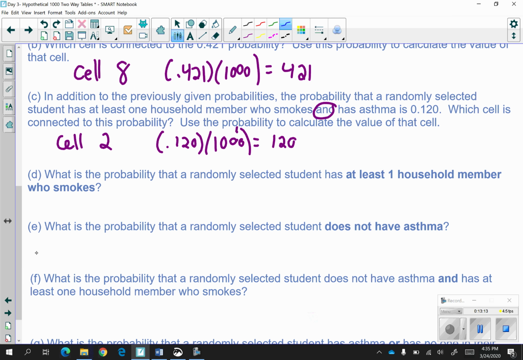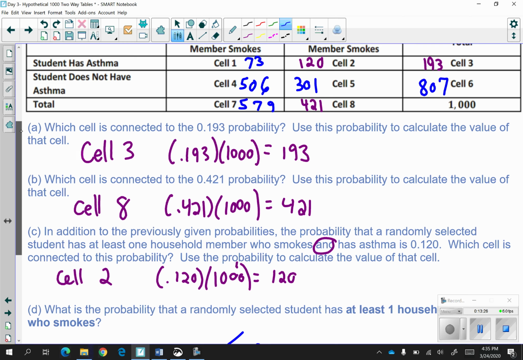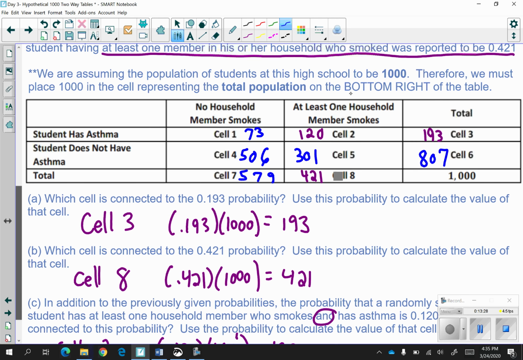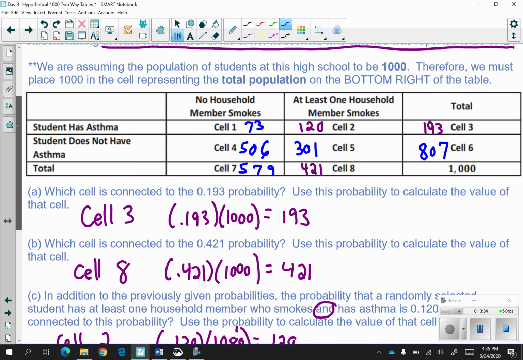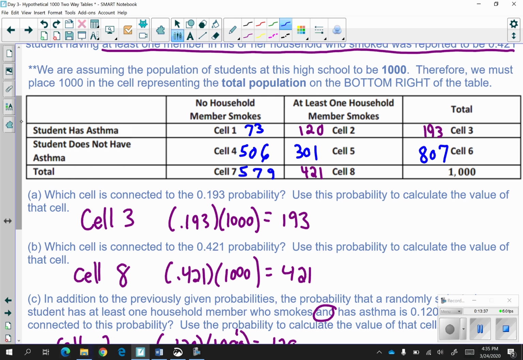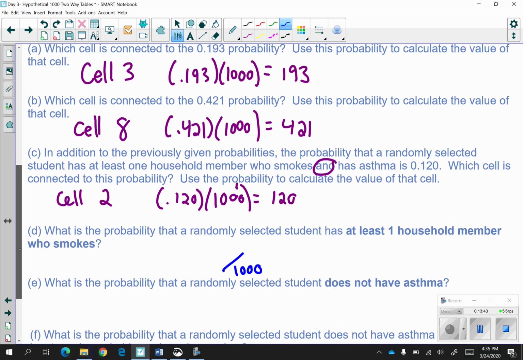So now for one of the probability problems. What is the probability that a randomly selected student has at least one household member who smokes? We know that the denominator is going to be 1,000, and how many people have at least one household member who smokes? Go to the one household member who smokes column, and from there, all the way at the bottom, we have 421 people.